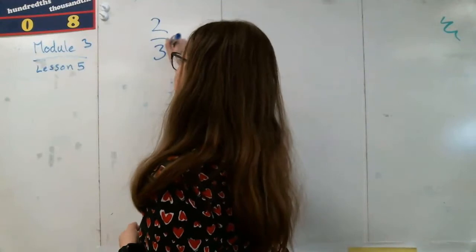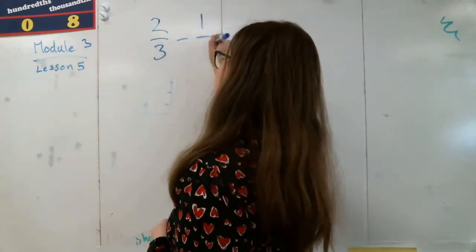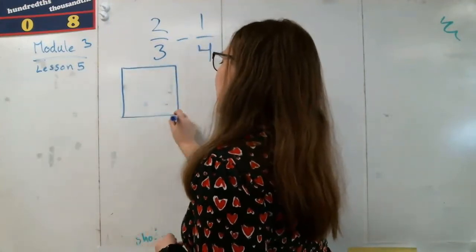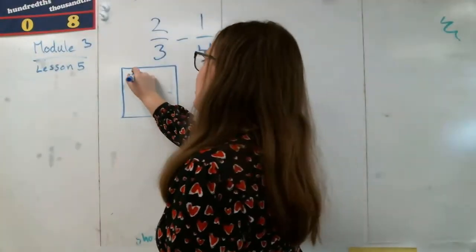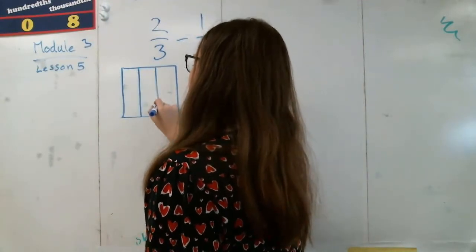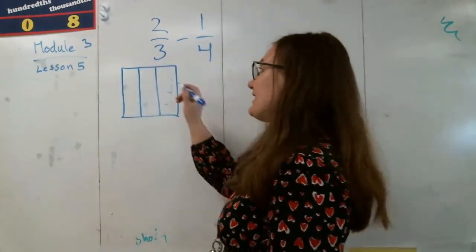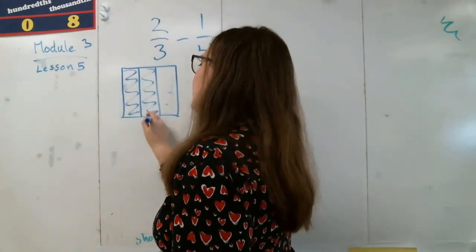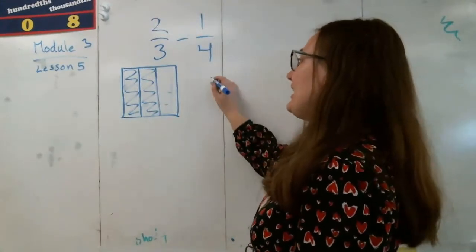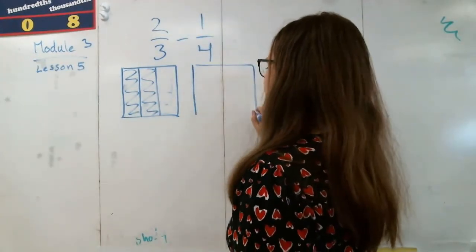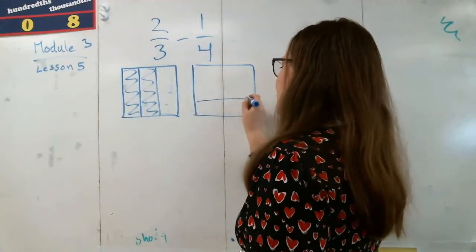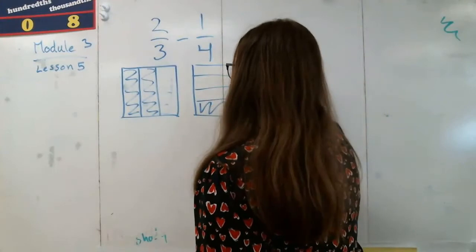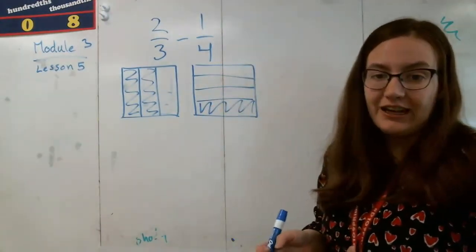For number 3, we're going to change it up just a wee bit. We have 2/3 minus 1/4. For this model right here, I have to show 2/3, not just 1/3. So again, I start by drawing vertical lines, and I'm going to shade in 2 parts, not just 1, because I have 2/3. Then I need to show 1/4. So remember, drawing my lines horizontally, I show what 1/4 looks like, and I'll shade in just 1 part of that. I need to find that common denominator.